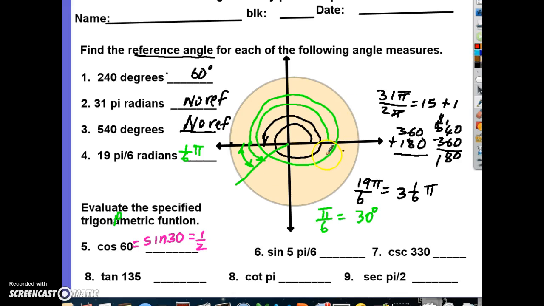Pi over 6, where does that land us? It's going to land us in the second quadrant, because bear this in mind, 6 pi over 6 would be the same as pi, right? And you know where pi is. So therefore 5 pi over 6, a little bit less, would land us approximately here.